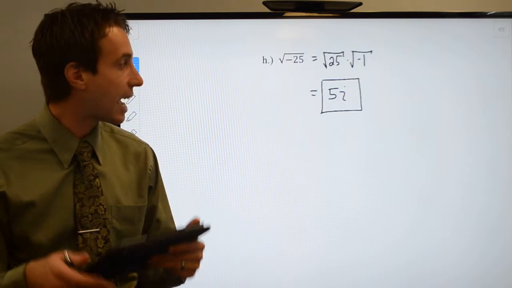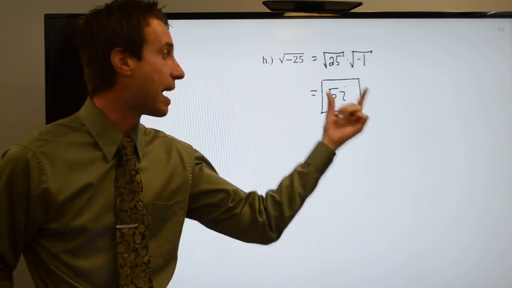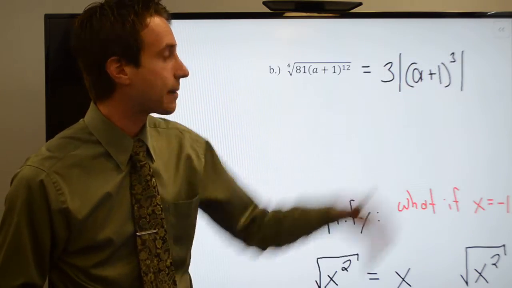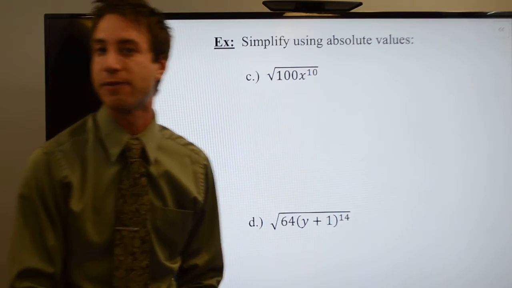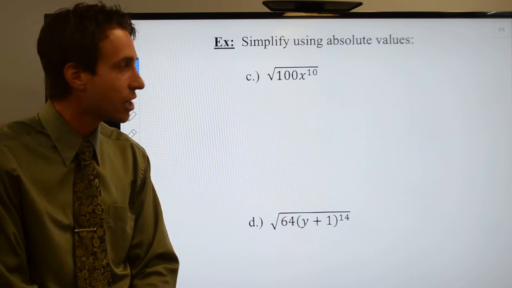This last one down here, I didn't even have to worry about it, it just came out to be an imaginary number, so no problem there. We learned about taking the absolute value here, so we're ready for our new example problems. We're going to simplify using absolute values. Let's go ahead and do this.